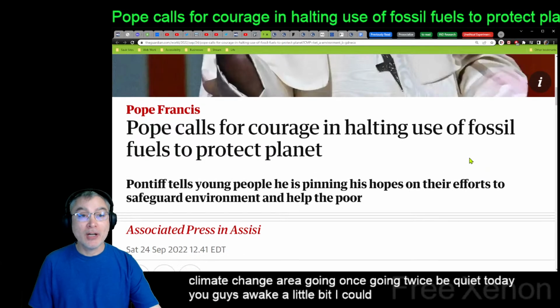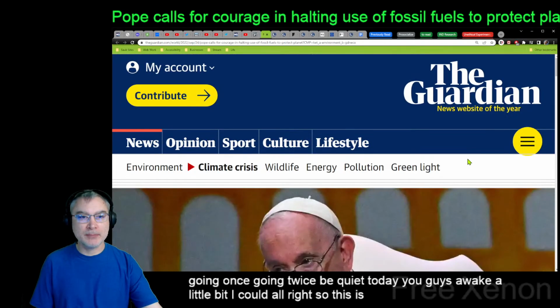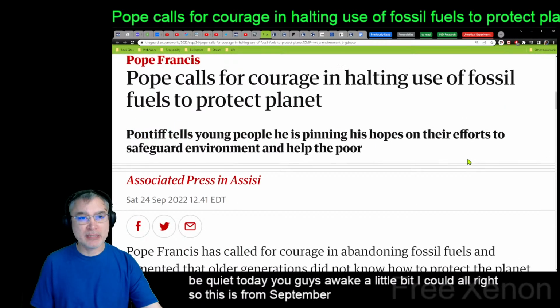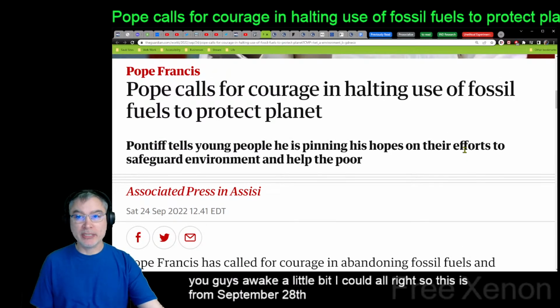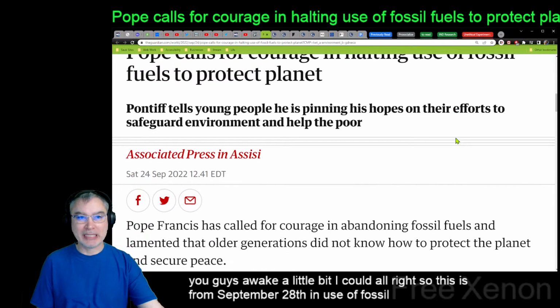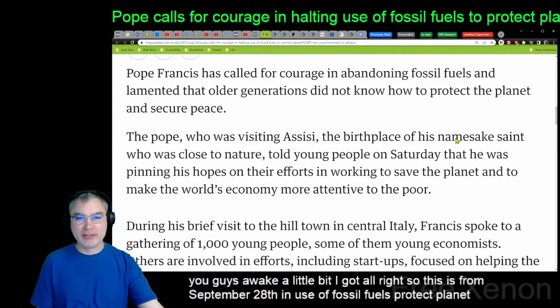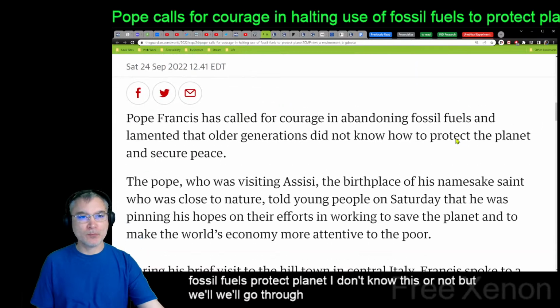All right, good. So this is from September 24th, from the Guardian. Pope calls for courage in halting use of fossil fuels to protect planet. I don't know if we've read this or not, but we'll go through this.